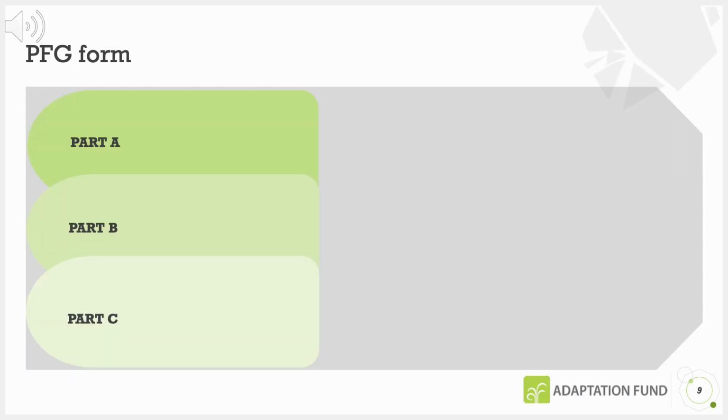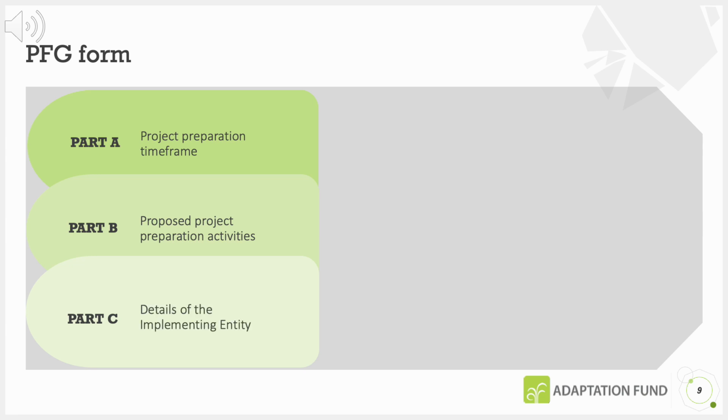The PFG form has 3 parts. Part A, the project preparation timeframe. Part B, the proposed project preparation activities. And Part C, details of the implementing entity. Part B is the most detailed and requires a list of project preparation activities with their outputs and assigned budget.